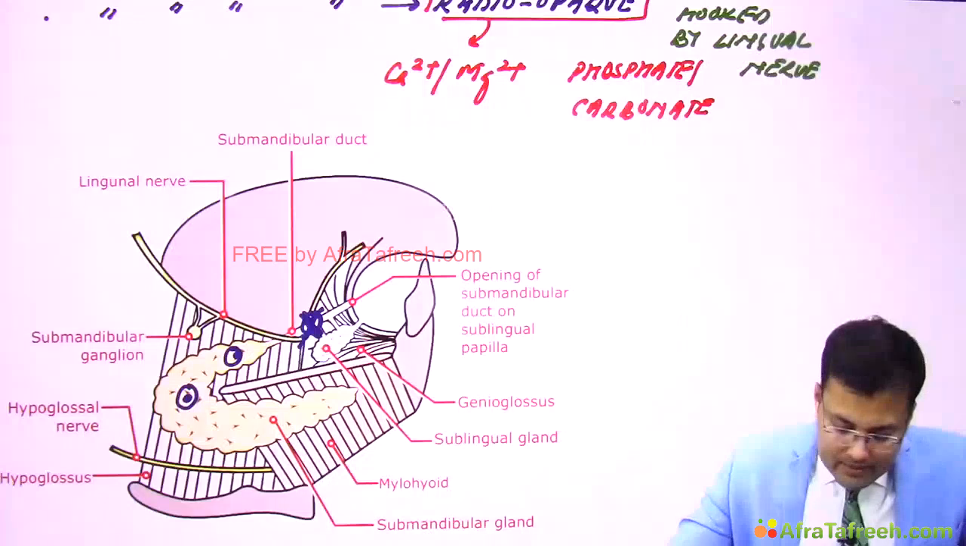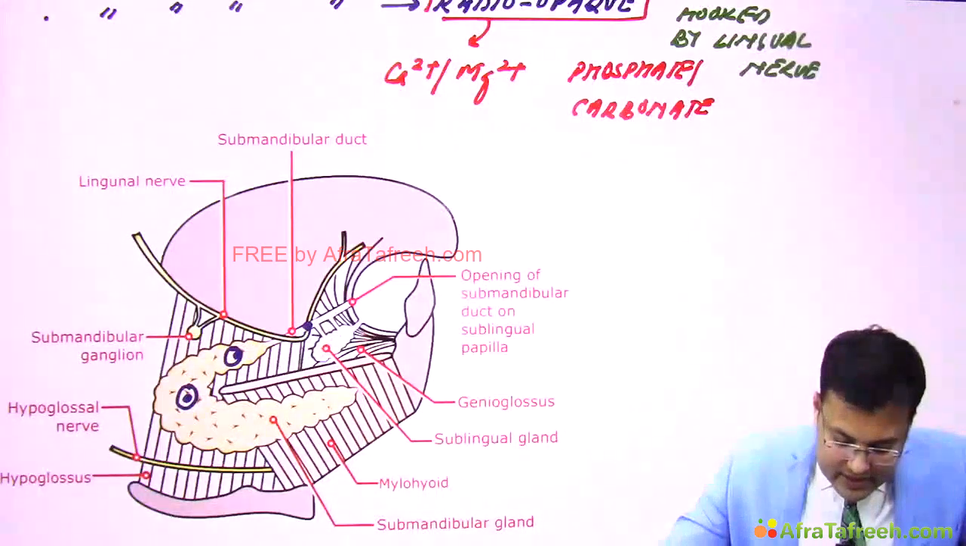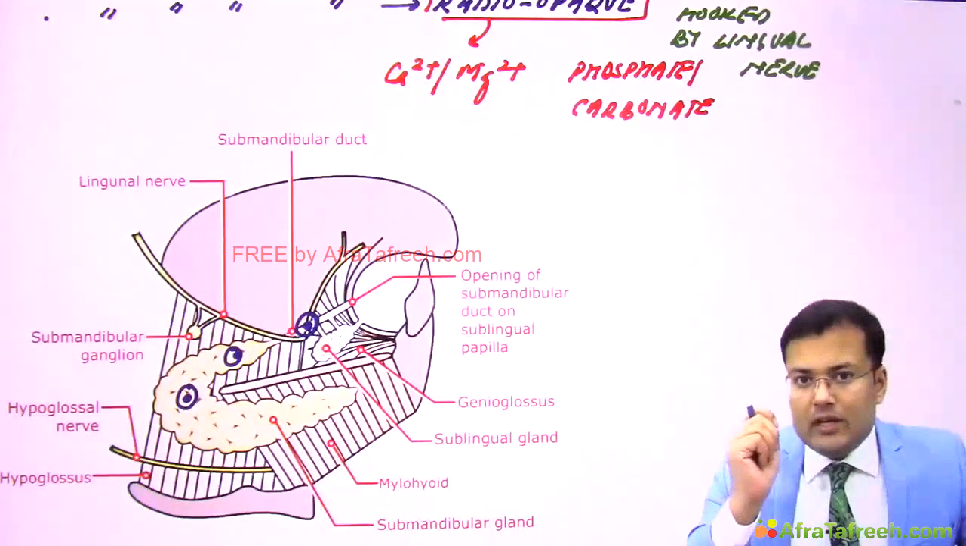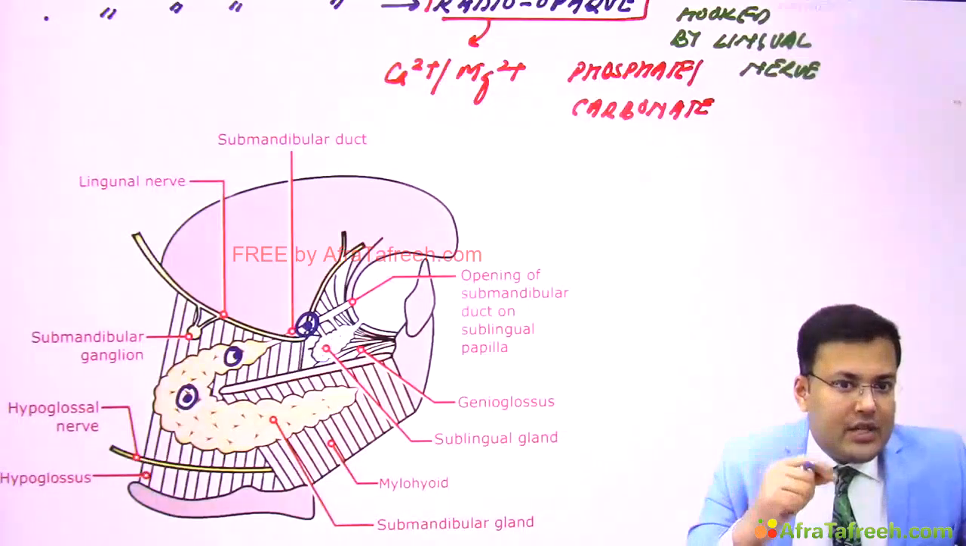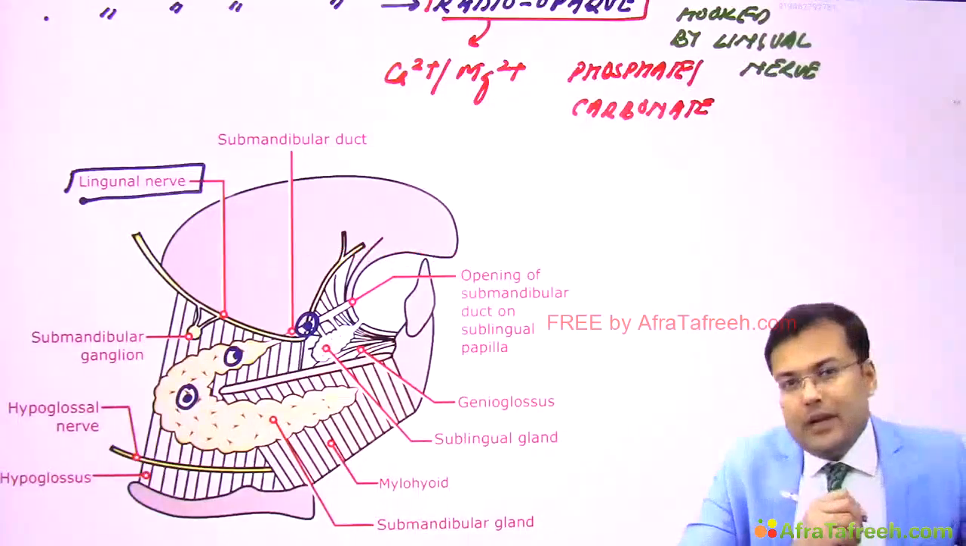Now see, sometimes the stone is in the duct, and if the stone is impacted, it is going to irritate which nerve? The lingual nerve. And because of irritation of this lingual nerve, there is referred pain to the tongue.